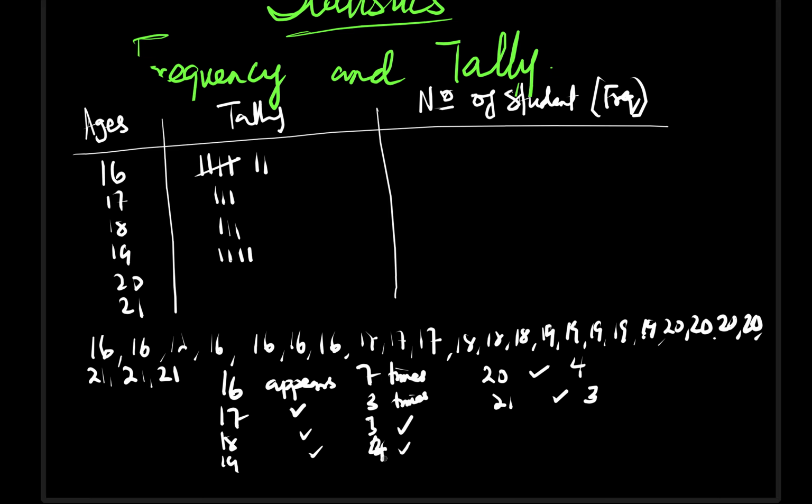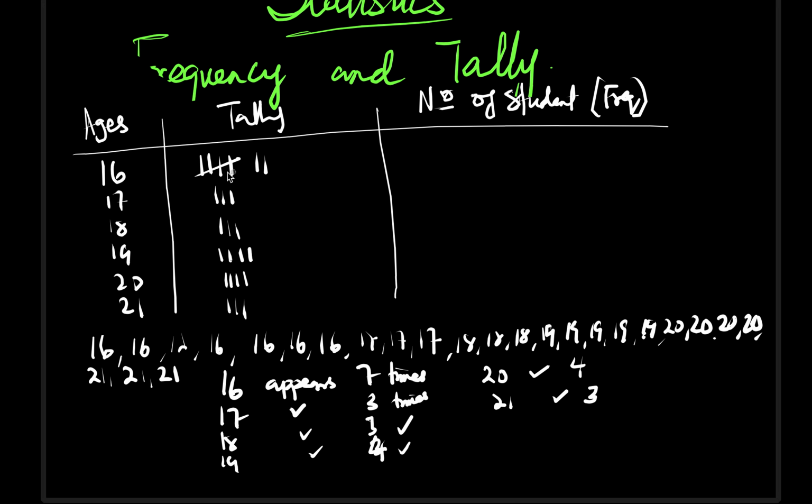4 times. What about 20? It also appears 4 times. Let's count it again: 1, 2, 3, 4. So 4 times. What about 21? 3 times. 1, 2, 3. Pretty simple, right?